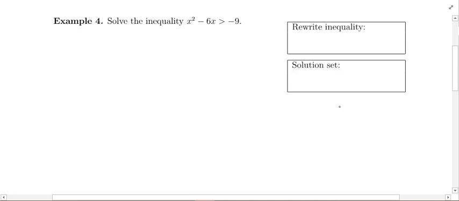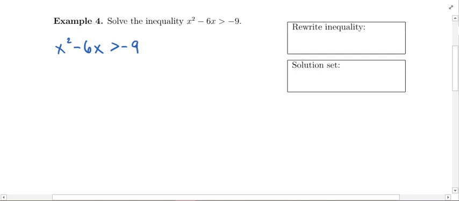So we are going to solve this by looking at the graph of its parabola. Remember what the end goal here is. We are trying to find every single value of x that makes this a true statement. First thing we need to do is rewrite the inequality. There's nothing to multiply out here, but we need to rearrange things so that one side is equal to 0. So we've got x squared minus 6x is greater than -9.